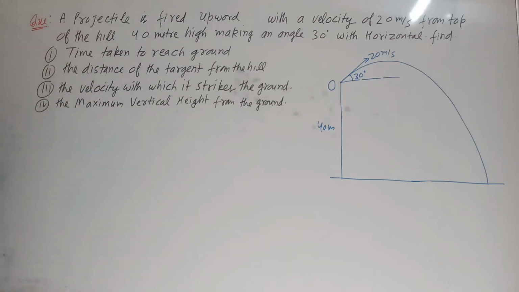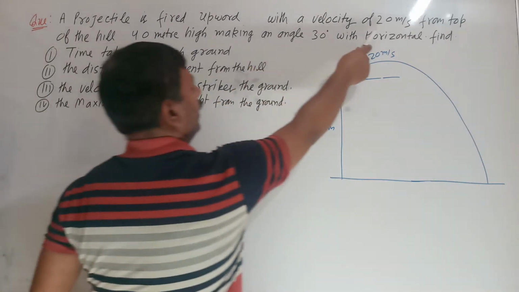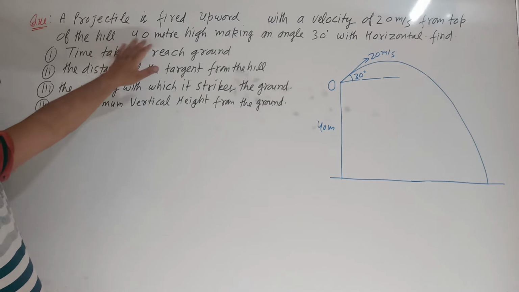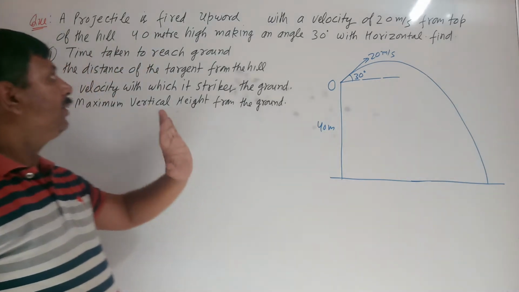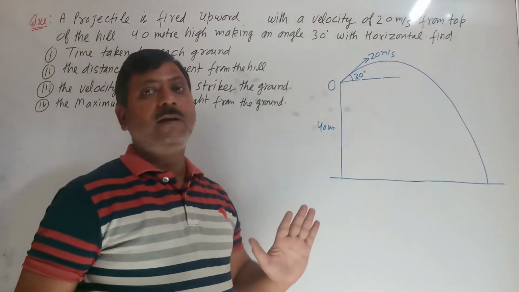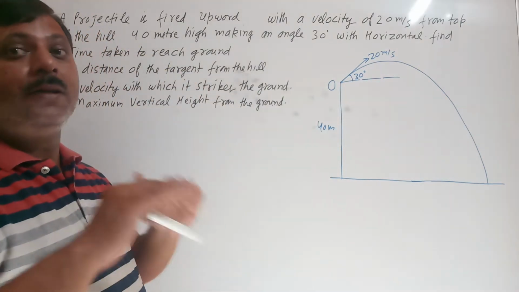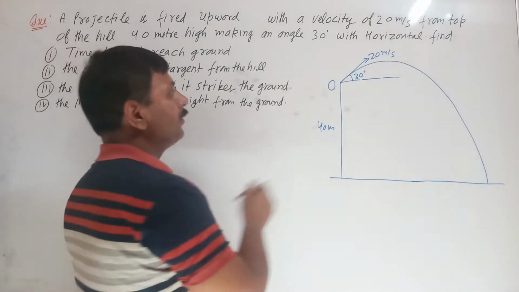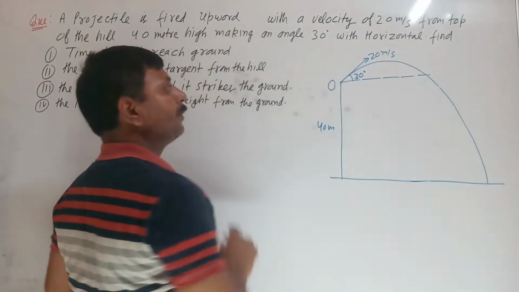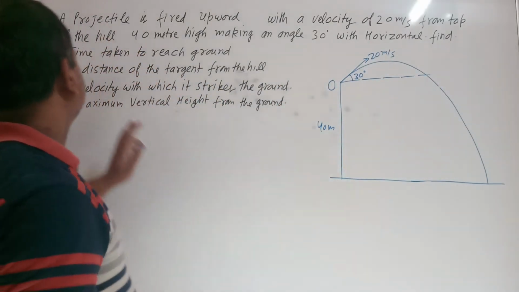A projectile is fired upward with a velocity of 20 meter per second from the top of a hill 40 meter in height, making an angle of 30 degree from horizontal. See here, this projectile is fired at 30 degree from the horizontal. Suppose this is horizontal, it has been projected at 30 degree with velocity 20 meter per second.